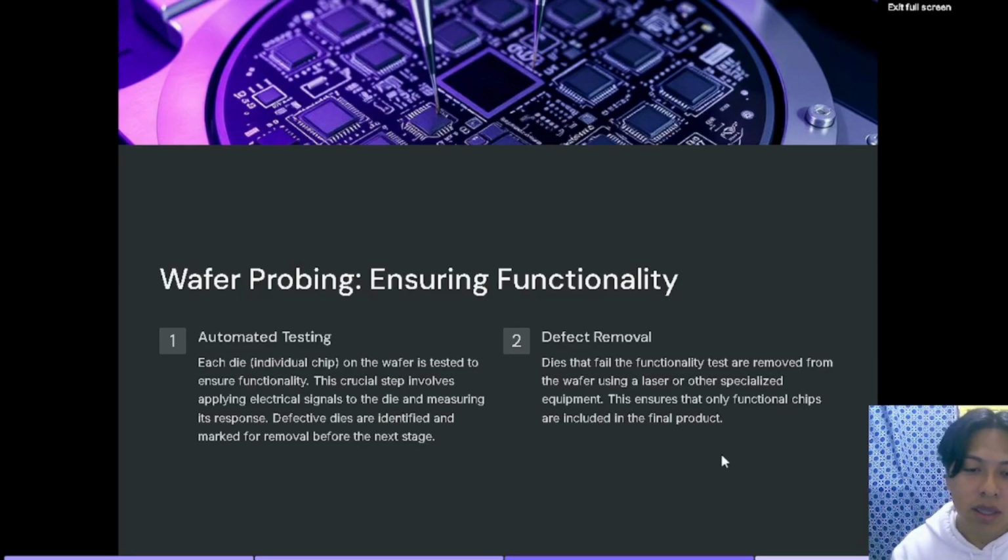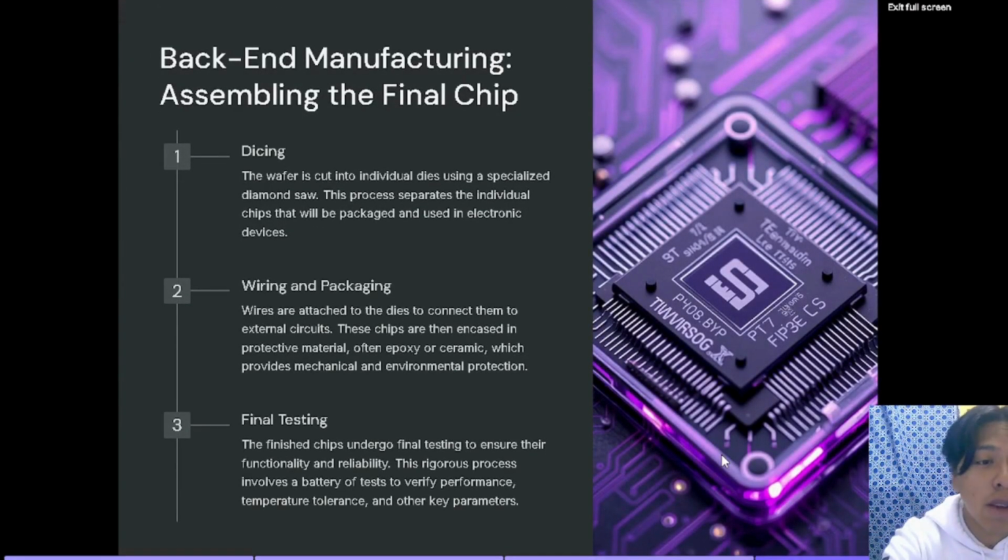And number two is defect removal, where the faulty chips are removed from the wafer using a laser or other specialty equipment to ensure that only the functional chips are included in the final product. And number three is back-end manufacturing, assembling the final chip.